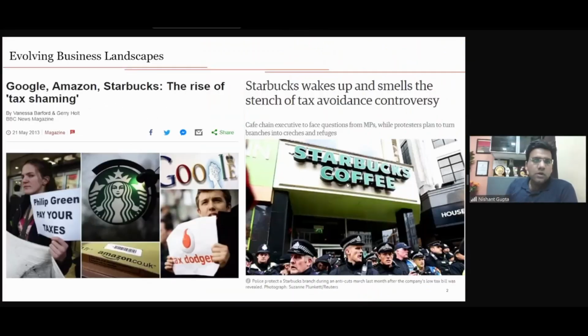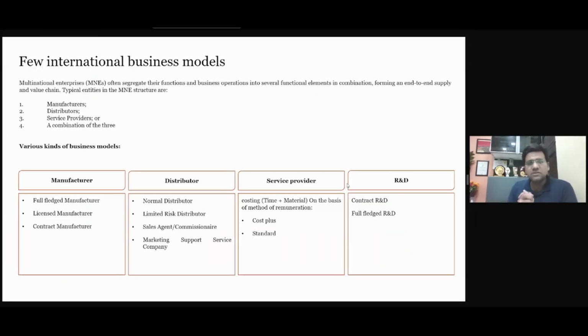Thank you. Briefly, just to set the context, we can see the importance of taxation. The big names of the world, whether Google, Amazon, or Starbucks, have all faced bad press on account of tax implications and avoidance controversies. I can tell you it has really impacted their public image, and all these companies have faced huge backlash whenever they were alleged to have implemented a structure which was leading to tax avoidance or tax planning. So that's where the relevance of international tax becomes very important.